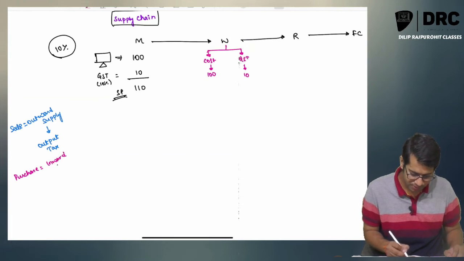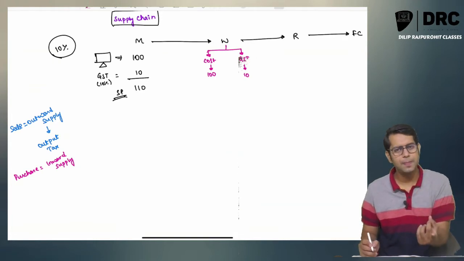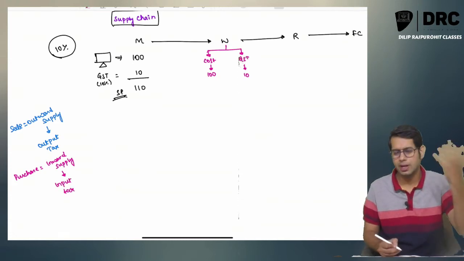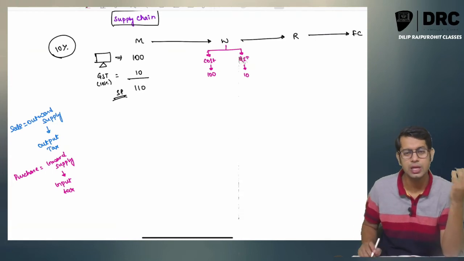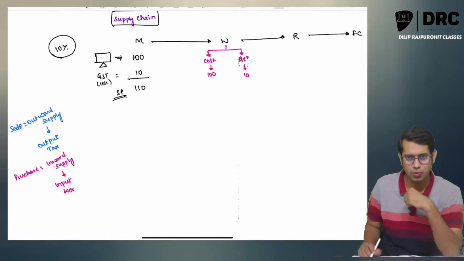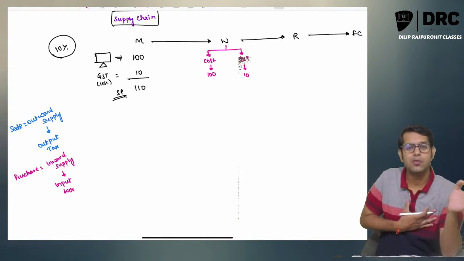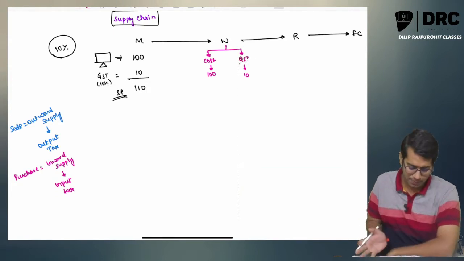Similarly, under GST law, purchases are called as inward supply. Sales are called as outward supply, purchases are called as inward supply, and the tax which you pay on your purchase is called as input tax. So if someone is selling the goods to me, for me it is a purchase, it is an inward supply, and the tax which I pay to him, for me the tax will become input tax.